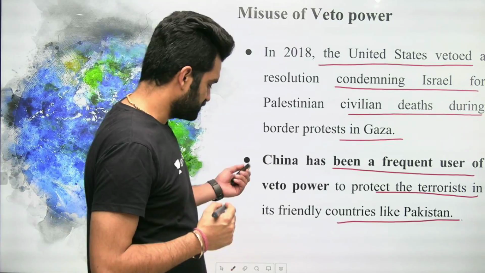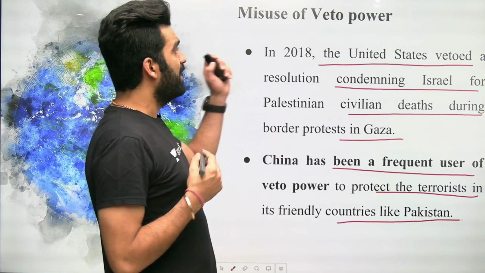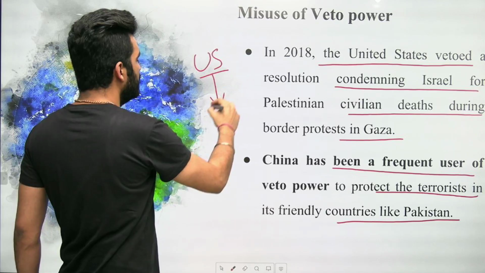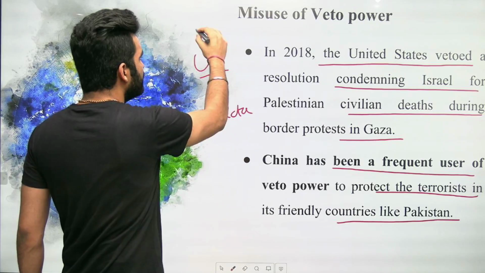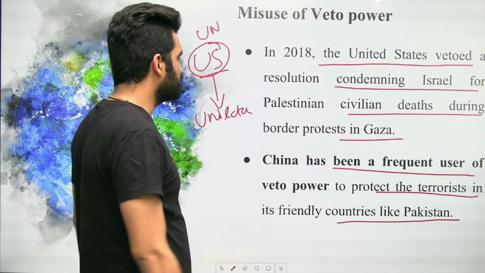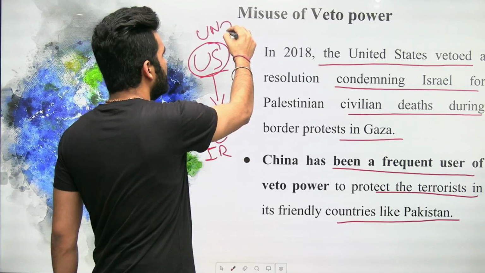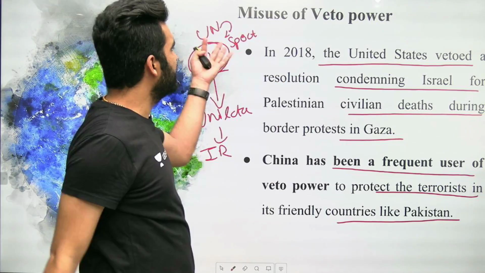Right? And apart from this veto power, the United States has been imposing its own unilateral sanctions. This is another problem. Despite having the United Nations, the USA has been imposing its own unilateral sanctions on countries like Iran. And again, the UN has been a mute spectator, just a mute spectator. It cannot stop the USA from doing these things, right?